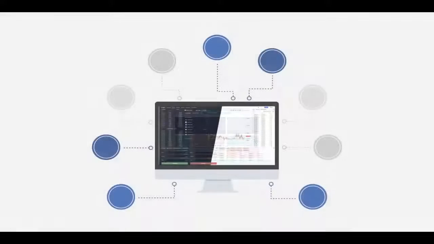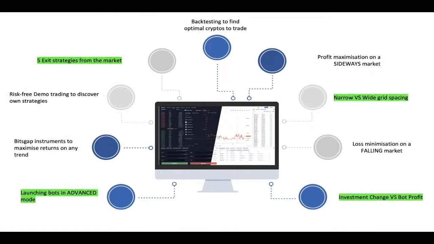And today's agenda will be, first of all, there are 4 new topics that will be discussed today. That's the 5 exit strategies from the market. So these are 5 exit options we've implemented, and I will demonstrate all of these instruments and how and when you can use them.